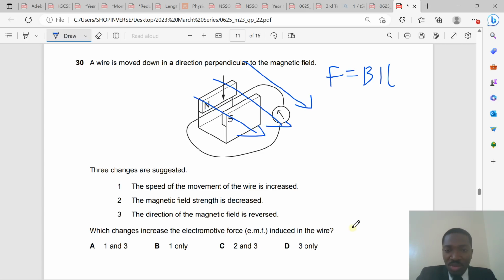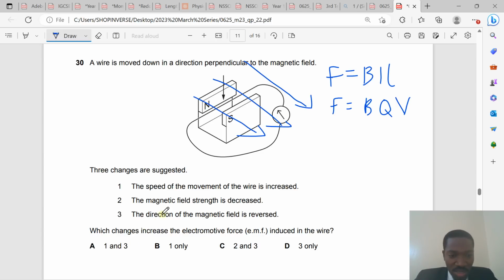Electromotive force, EMF, is equal to BLV. So in order to increase the electromotive force, you just have to increase the number of turns or increase the current. That will also increase the voltage. Yes, electromotive force is the voltage.